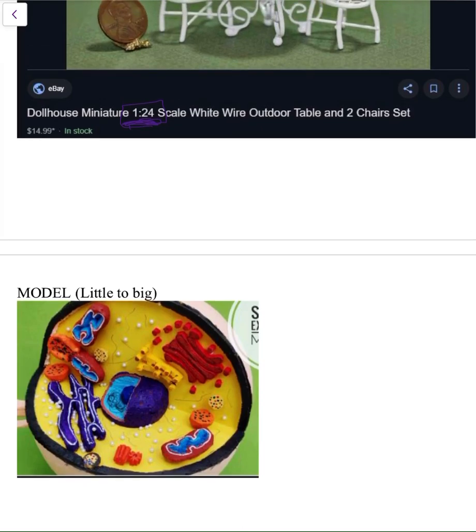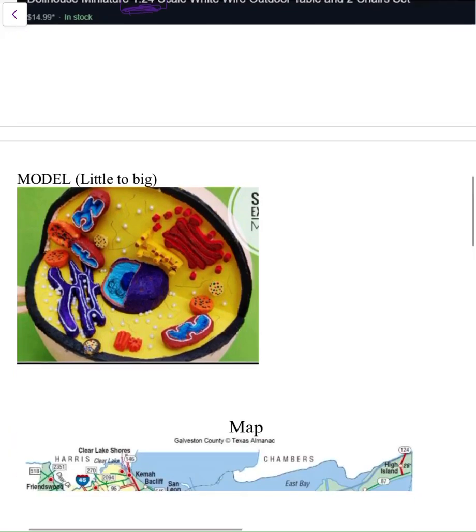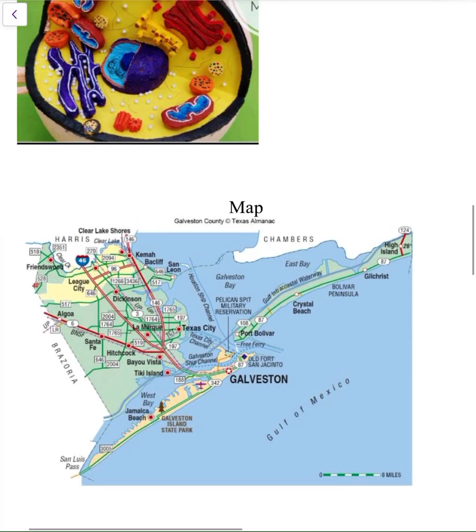But it also does something little to big. Like we can't see ourselves, right? So a lot of times what we see in a book or in a magazine, when they're trying to explain it, is a model. They take something real little, and they blow it up and make it big, like this picture right here.